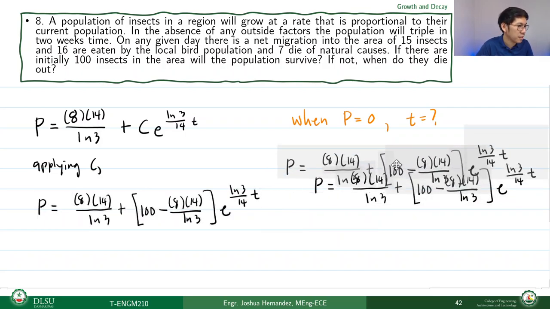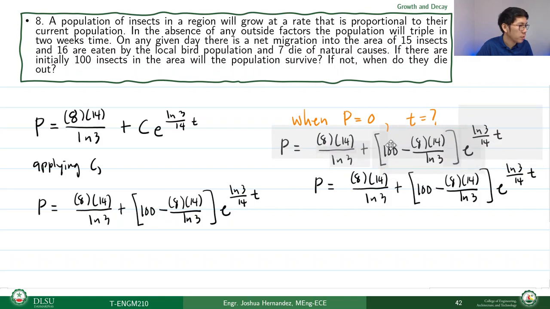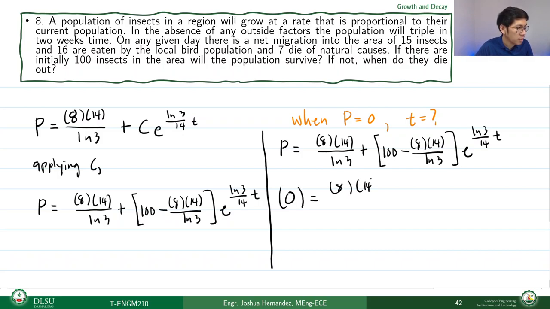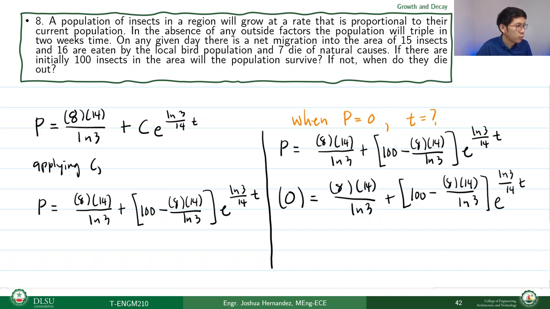Okay, sorry about that. So applying the conditions sa ating equation, kakaroon tayo ng zero equals 8 times 14 over ln 3 plus 100 minus 8 times 14 over ln 3 e raised to t. Yeah, dito na natin pwedeng gamitin yung ating calculator by shift solve. Makakakuha tayo ng value na certainly natin yung ating calculator.